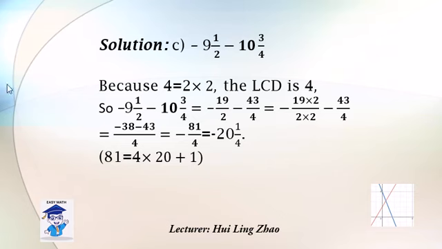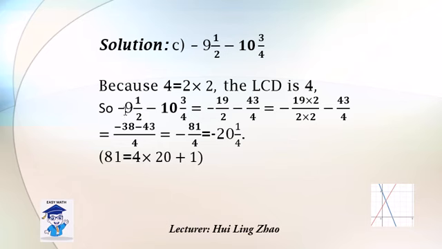Solution C, negative 9 and 1 over 2 minus 10 and 3 over 4. At first, both are mixed numbers. We have to change them into improper fractions. And then the denominators, one is 2, one is 4. So 4 equals 2 times 2, right? So the factor 2 is the same factor, a common factor, right? So the LCD is 4.